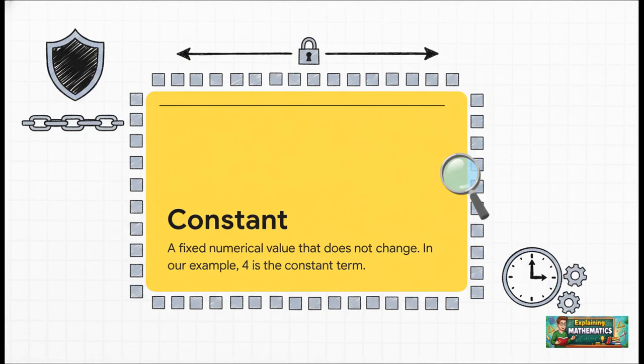And finally, we've got the constant. This guy is the anchor of the whole expression. It's just a fixed number that gives us a solid starting point. It doesn't change no matter what x is. It just provides the stable baseline. And in our example, that's the number 4.